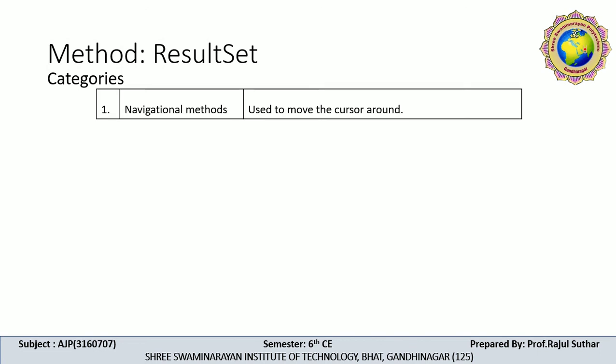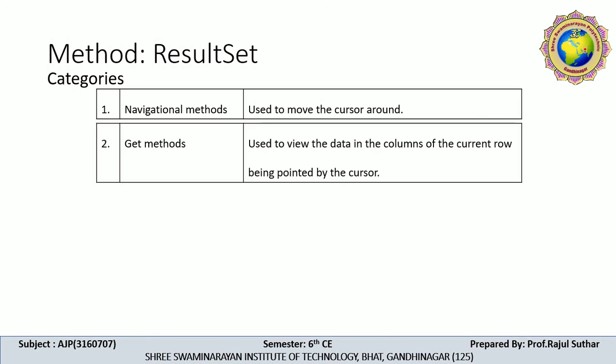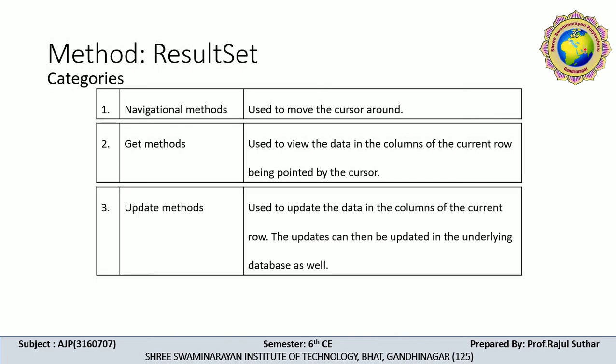First, navigation methods. Navigational methods are used to move the cursor around. Second, get methods. Get methods are used to view the data in a column of the current row being pointed to by the cursor. Update methods are used to update the data in a column of the current row. The update can be applied to the underlying database as well, meaning while we are altering the table or modifying the information, the update method will be used.